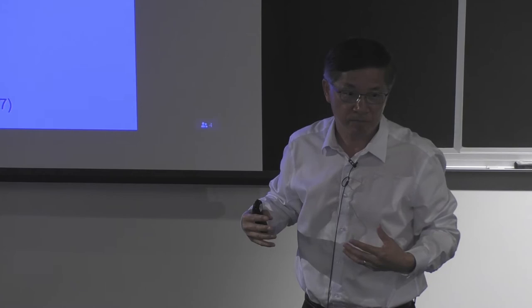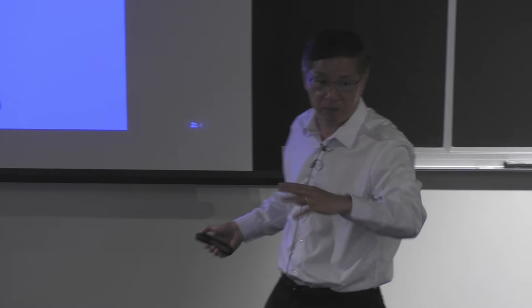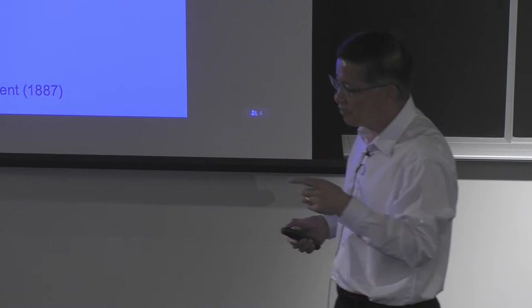So if the ether existed, then the speed of light should be different. Okay, based on this, actually, the distance is very, very accurate. The time can be controversial. But they found the speed of light is always C. So they were very disappointed. This is the most famous failed experiment.